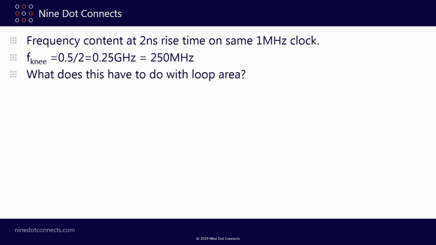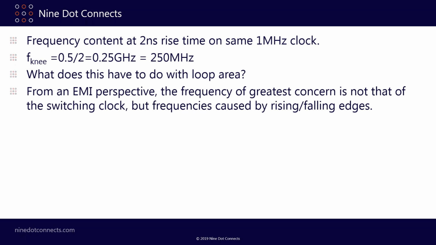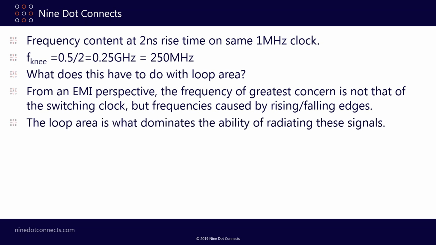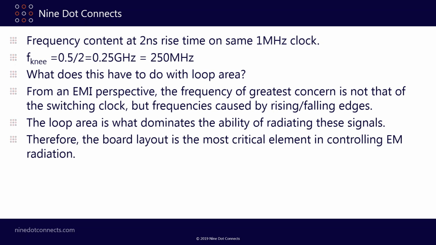So now, what does this have to do with the loop area? From an EMI perspective, the frequency of greatest concern is not that of the switching clock. Like we talked about earlier with the 1 megahertz clock, that's not the big deal. It's the frequencies caused by the rising and falling edges. And it's this loop area that we're going to talk about that's going to dominate the ability of radiating these signals. So the board layout is going to be the most critical element in controlling this EM radiation. It's also the same thing that's going to be affecting your mitigating any behavior of aggressor on victim traces.